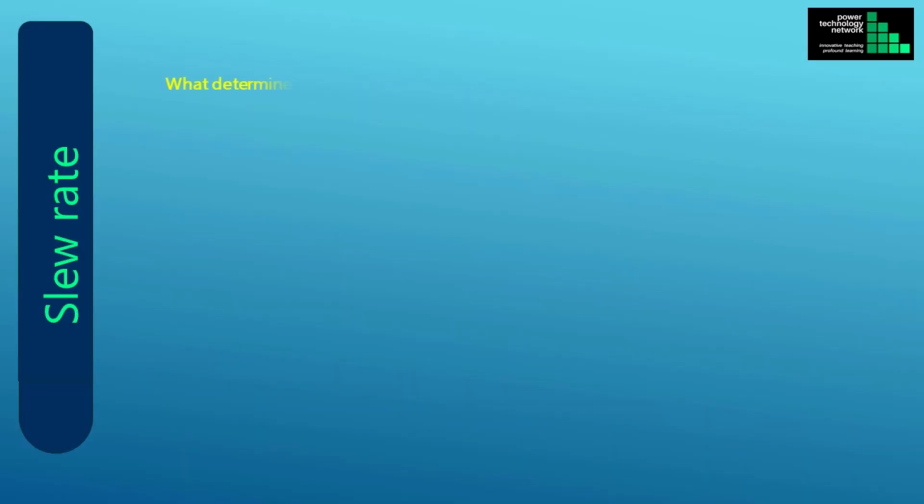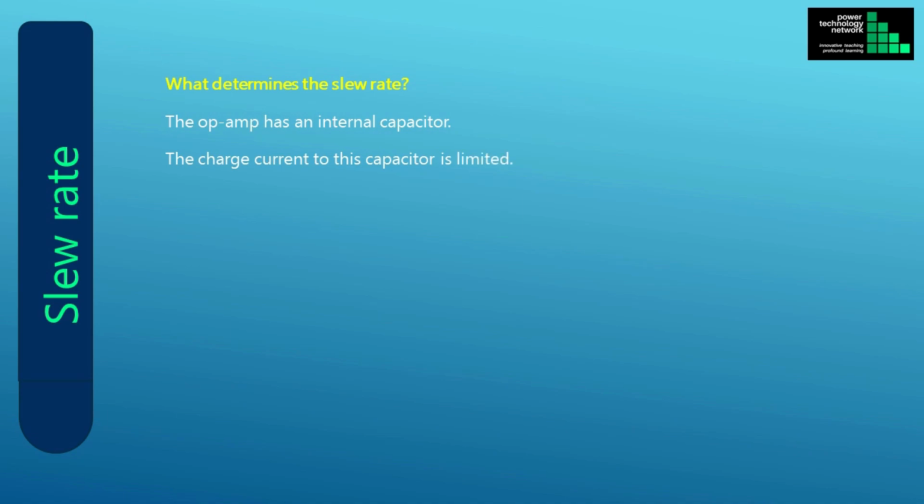What determines the slew rate of an op-amp? An op-amp has an internal capacitor, which forms part of the dominant pole or low-pass filter. The charge current supplying this capacitor is limited. So, it takes time to charge this capacitor. The time it takes to charge the capacitor determines the slew rate.